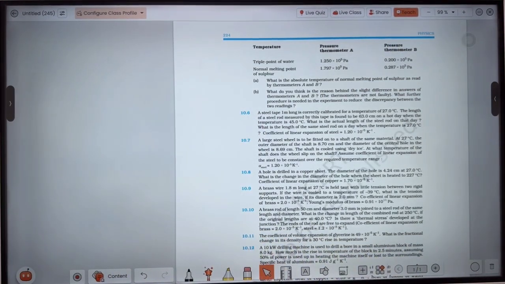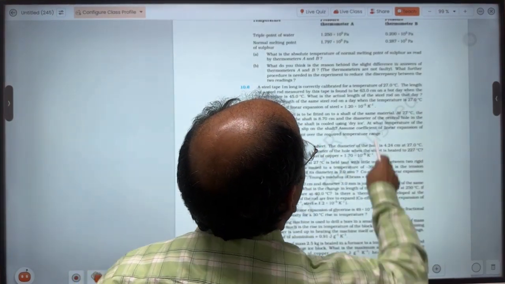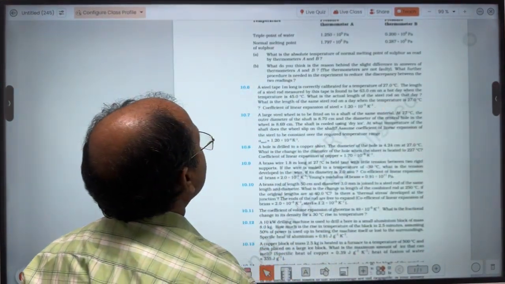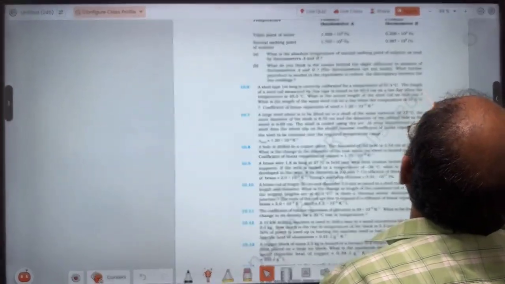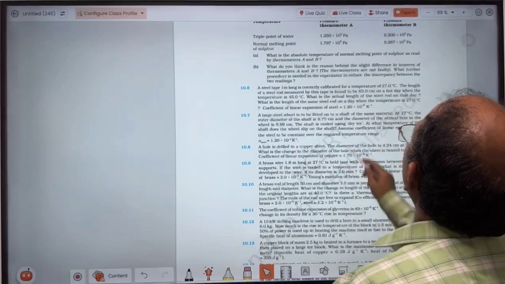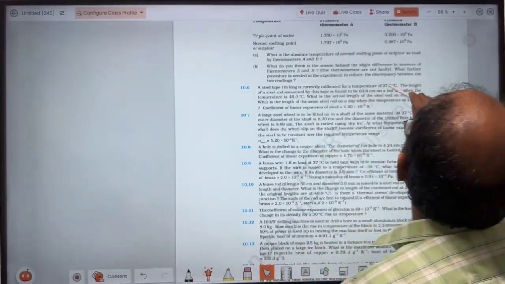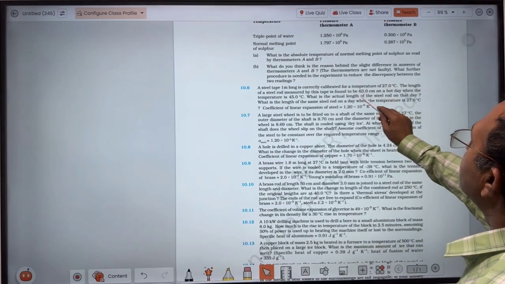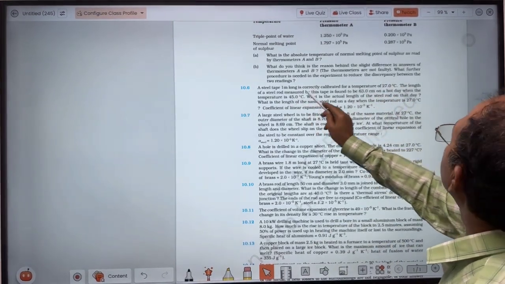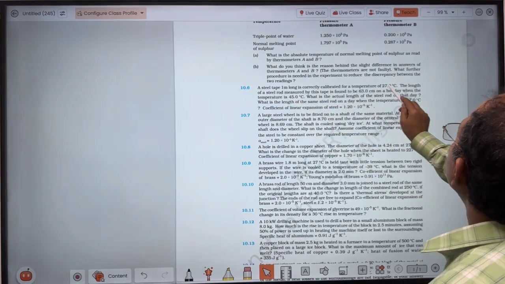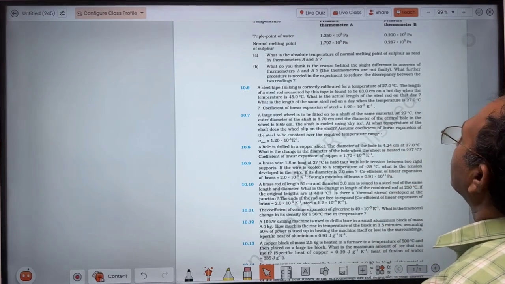Okay. Now next question is, a steel tape 1 meter long is correctly calibrated for temperature 27 degrees centigrade. The length of a steel rod measured by this tape is found to be 63 centimeter on a hot day when the temperature is 45 degrees centigrade. What is the actual length of the steel rod on that day, right? Here there is temperature difference. This is 63 centimeter on a hot day. This is total length, and temperature difference how much? This is 45 degree, this is 27 degree. So there is increase of temperature 18 degree, right?